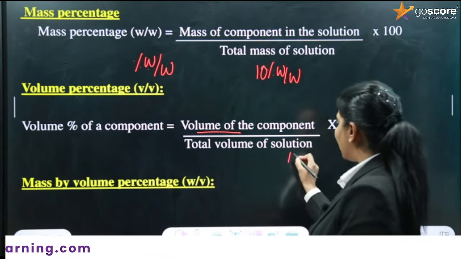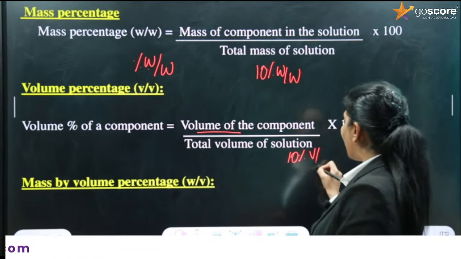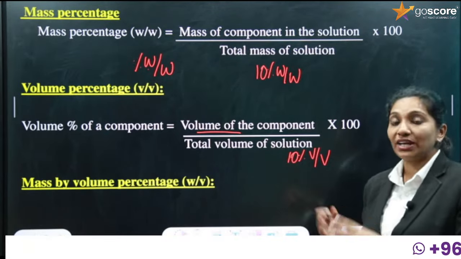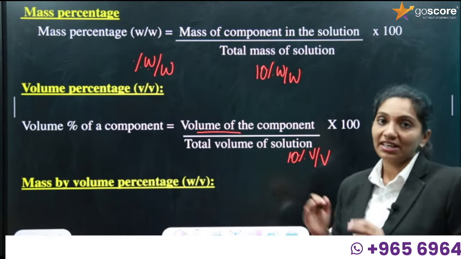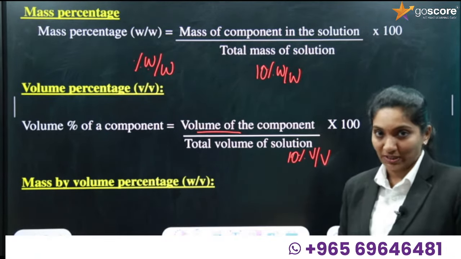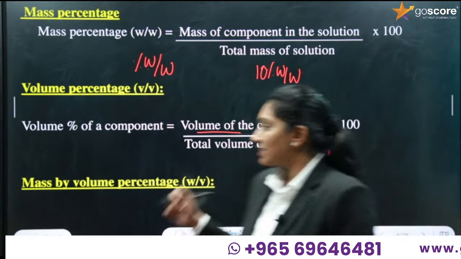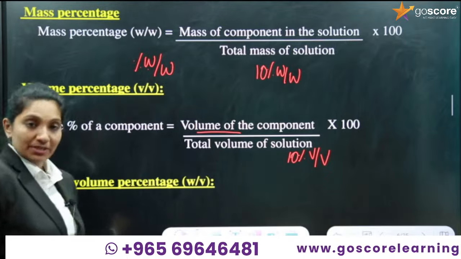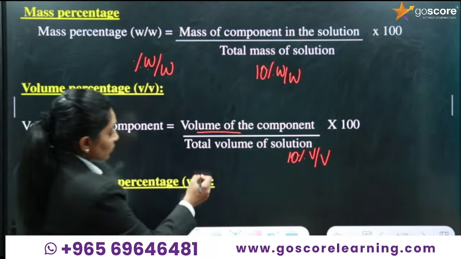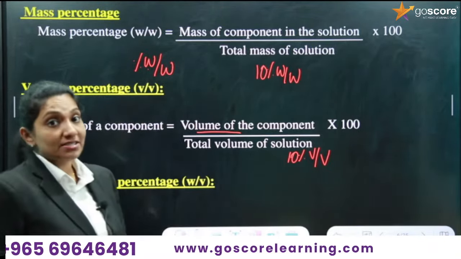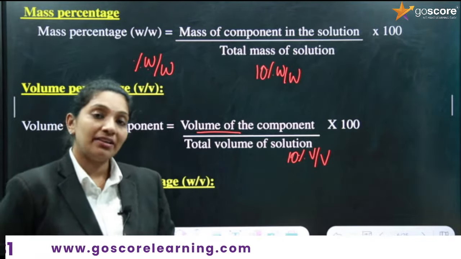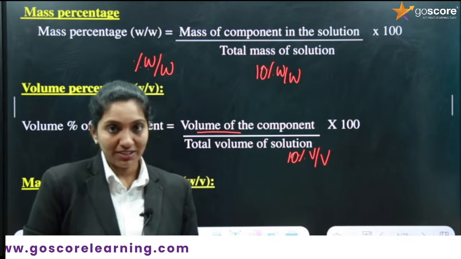Like if it is a 10 percentage volume by volume solution, that means 10 ml of the solute is made up into 100 ml of the solution. Okay, and the third one is the mass by volume percentage, that is the percentage weight by volume. We will express the mass of the particular component divided by total volume of the solution.